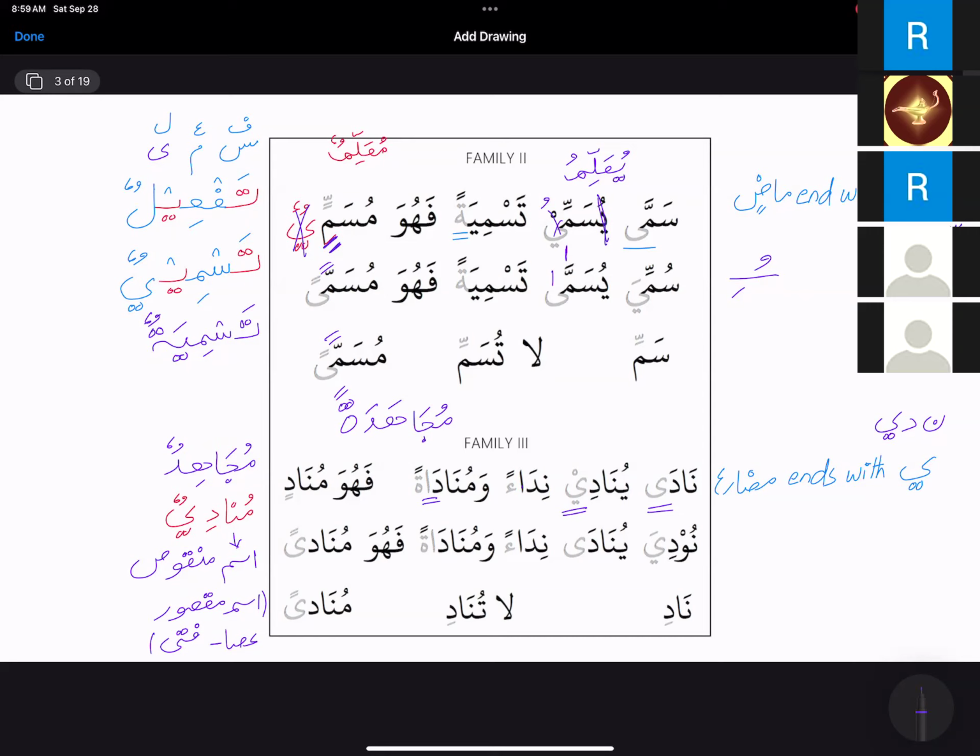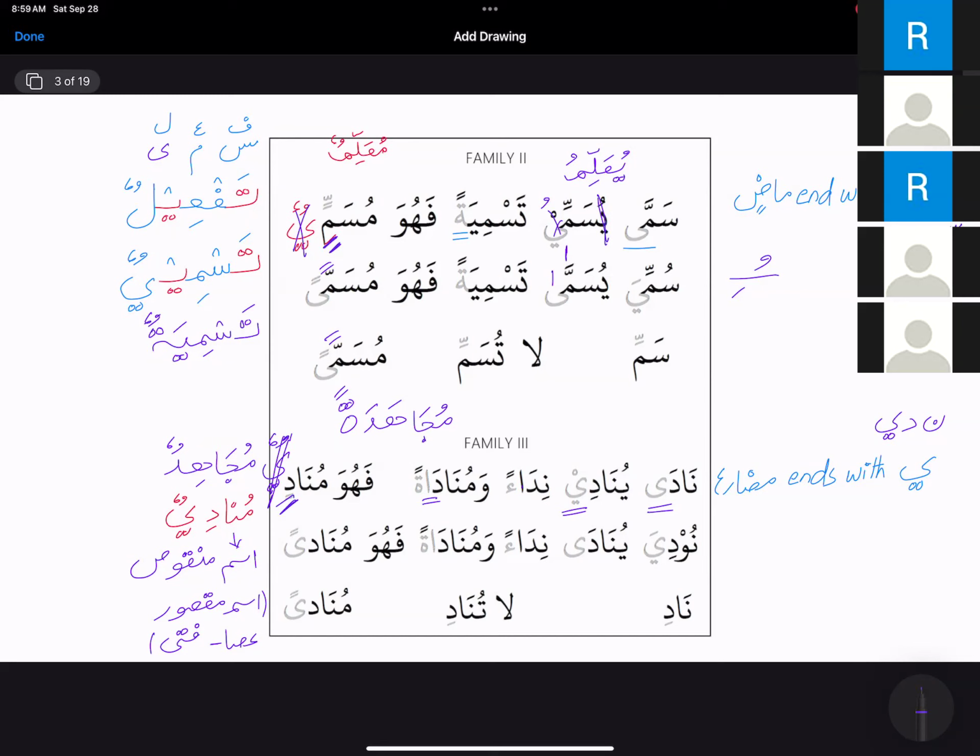Fahuwa munadin. Actually, it should be munadiyun, right? But same thing as in Musammi, we drop the ya. Same thing is happening over here. So munadiyun, we drop this ya, and we give one more kasra. So munadin.